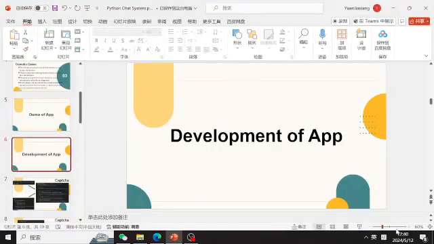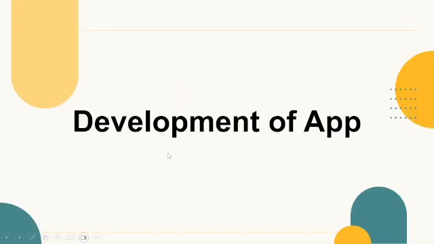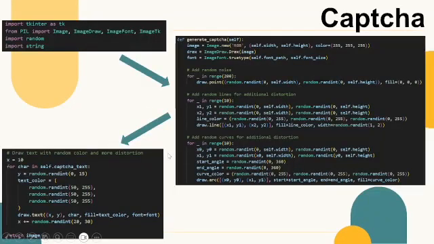Next, I will explain the development of our app. For the captcha part, we wrote code to generate a random captcha, and we make it generate random noise, lines, curves, and change the colors on the captcha image to make it harder for users to read, so that we can avoid robots using our clients.